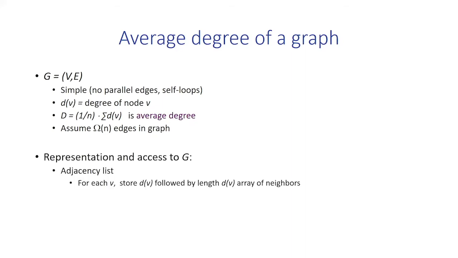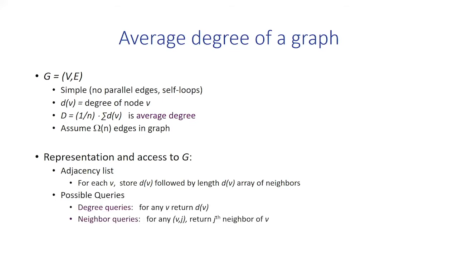Okay, and I'm going to say something about the representation of the graph, but I'm not going to use the full power in today's lecture. The representation we're going to assume is an adjacency list: for each v, we store the degree of v followed by a list of its neighbors. Improvements to today's algorithm would assume an array of length d of v, but don't worry about it because we're not going to use it today. We're just going to assume you have degree queries: on v, you can get the degree of v in one step. Neighbor queries, getting the j-th neighbor of v, are for improvements that I'm not doing today. But okay, let's continue.